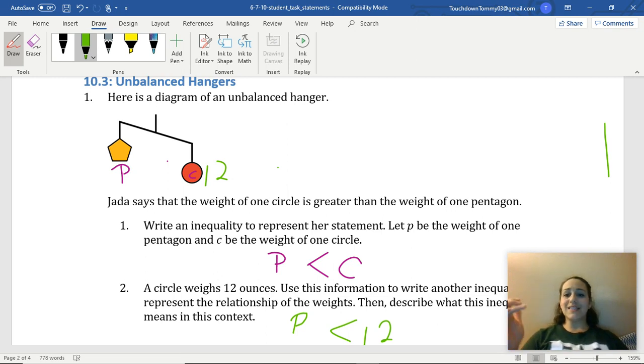It says then describe what this inequality means in this context. Well, to explain that, we would be saying that the pentagon must weigh less than 12 pounds. That's the situation or the context that we're in. Weights, shapes, and pounds are what's being used. Excuse me, ounces. Man, that says ounces. This is why I should have written labels, because I'm misspeaking. Pounds and ounces have a big difference, so I need to pay attention to that. So actually we would say that the pentagon weighs less than 12 ounces.